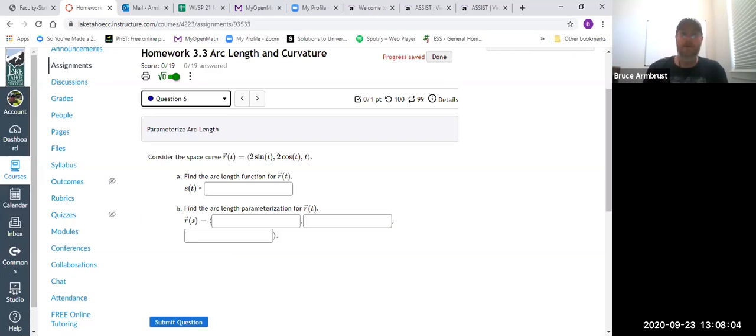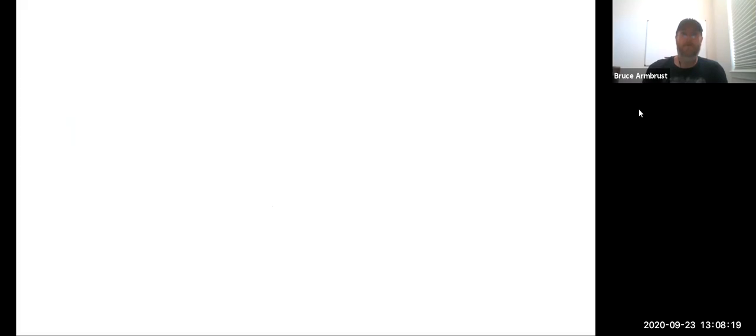Okay, so let me go ahead and pull up a whiteboard here. So, there we go. All right, so we got our whiteboard. So let's just start with that function. So we had r equals 2 cosine t, 2 sine t, t. Okay, so how do we get the arc length function?